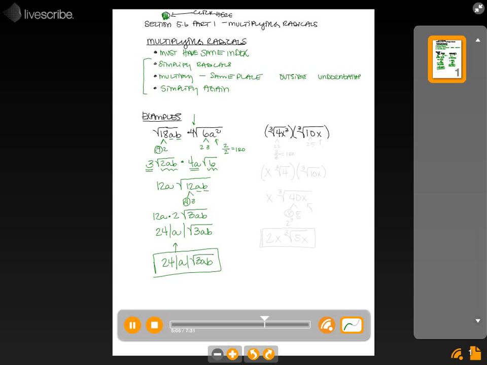Now, again, you can multiply them together right off the bat. You will just have larger numbers. You're going to get the same answer, but it might take you more steps. You'll have bigger numbers to deal with. So it really depends on how you want to solve the problem.